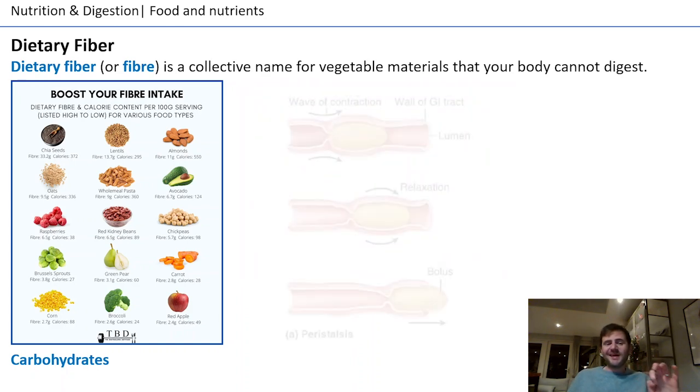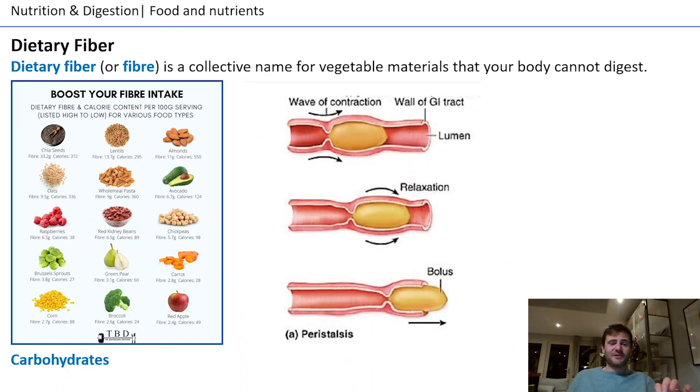This kneading is called peristalsis, and fibers are essential for healthy peristalsis. The muscles of the esophagus, stomach, and intestines knead the food, pushing it in the right direction, and that is peristalsis. That's why these fibers are so important for your peristalsis.